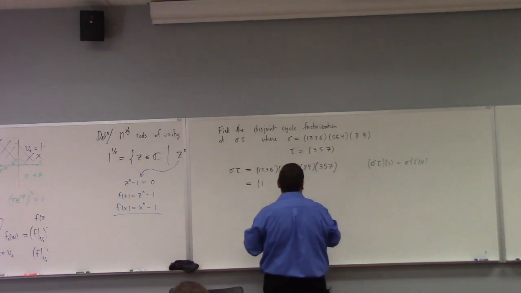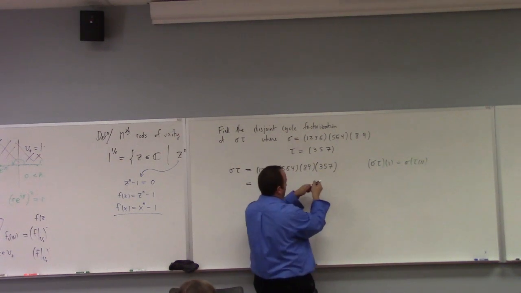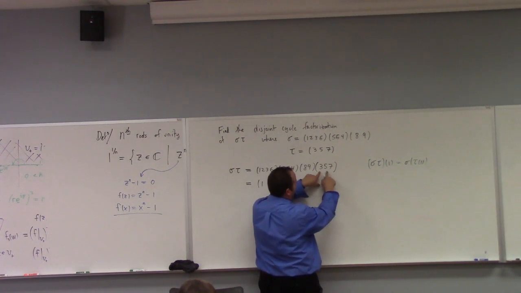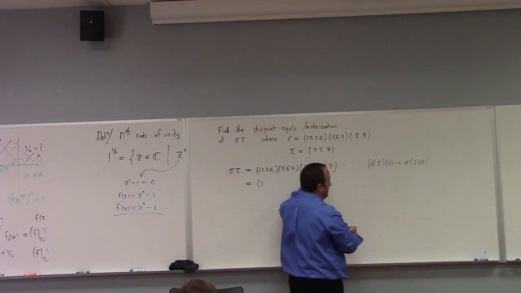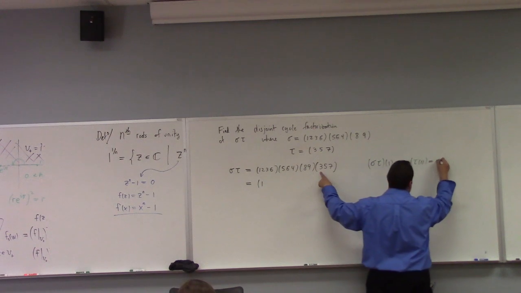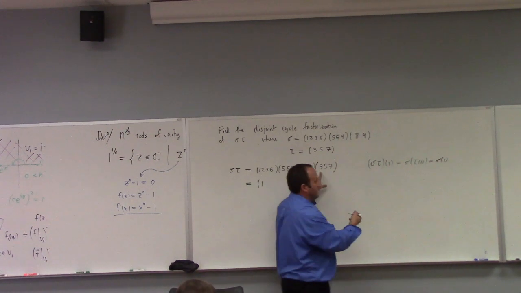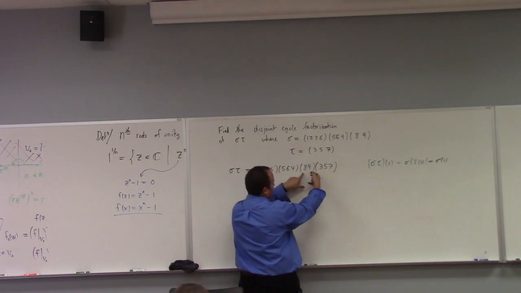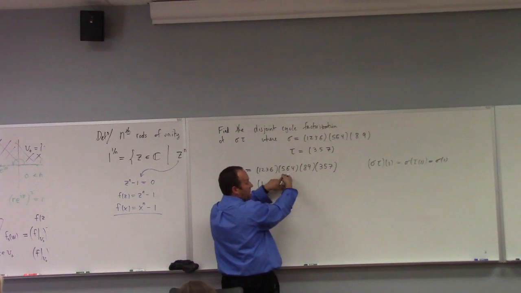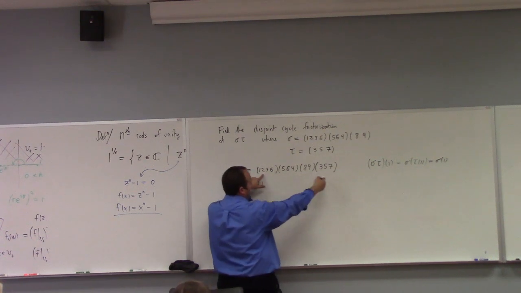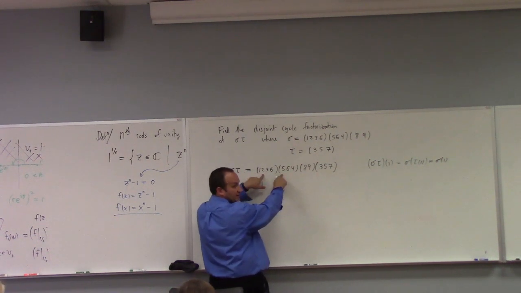So what does tau do to 1? This is tau, right? Tau does nothing to 1. 1 is not moved by tau. So this is really just sigma of 1. And then I feed 1 into here. Does anything happen with (8 9) to 1? No. How about here? Is there a 1 in here? No. So in fact, 1 is fixed by all 3 of these cycles.